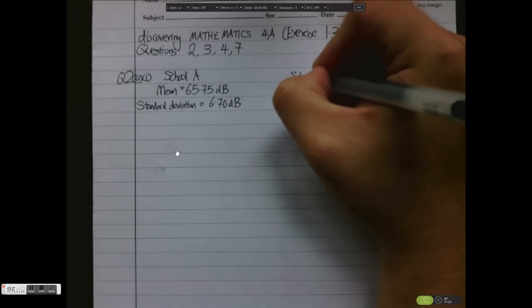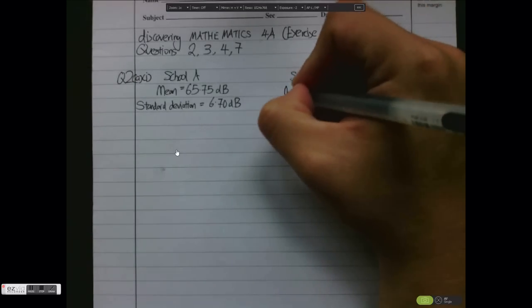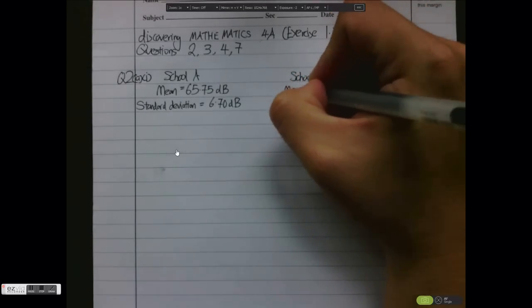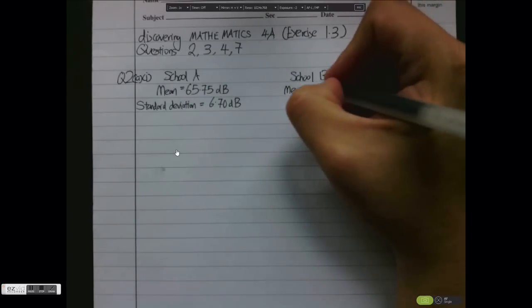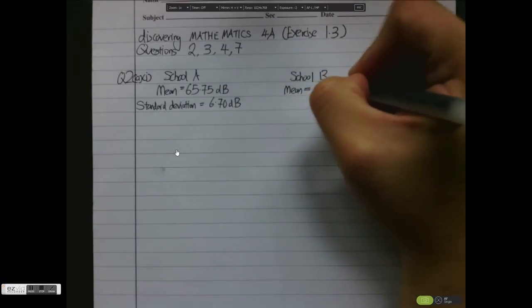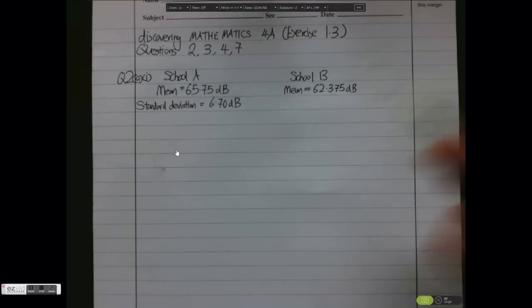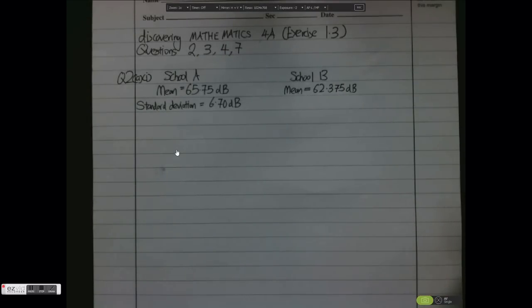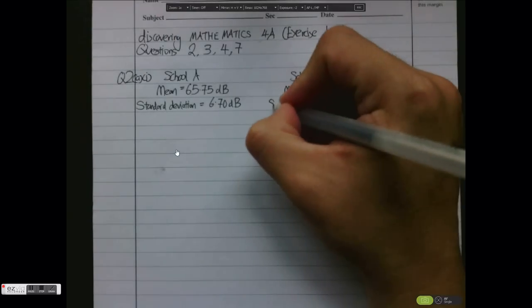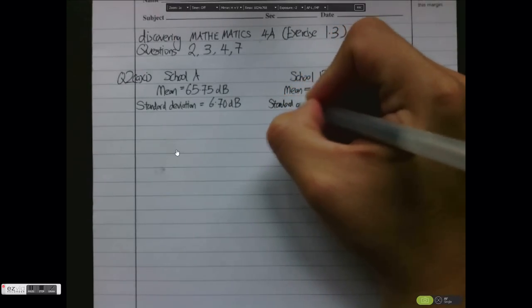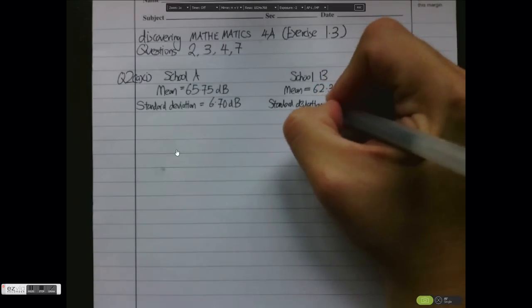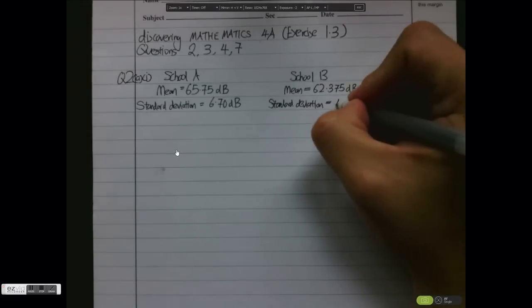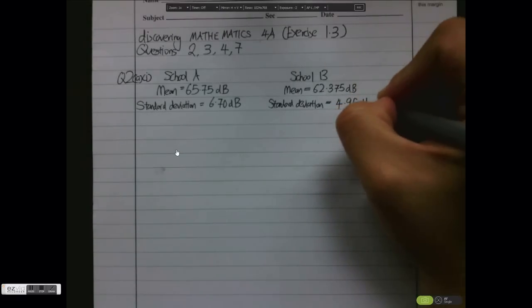For School B, all this should be done with a calculator. I really do urge you to pause the video and try to get these values. These are exact values, hence normally we would put it correct to 3 significant figures, but in this case, because it's an exact value, we just leave it as 62.375. The standard deviation is 4.95 decibels.